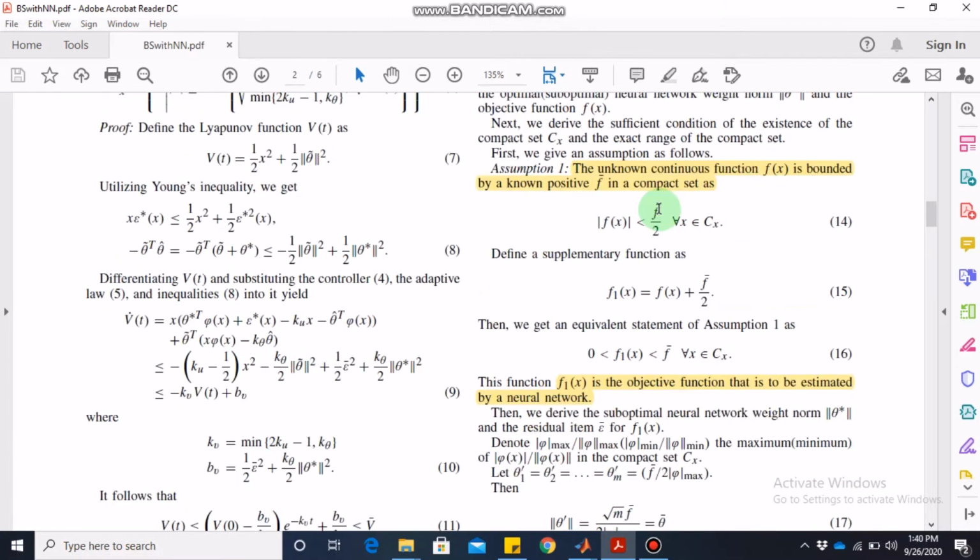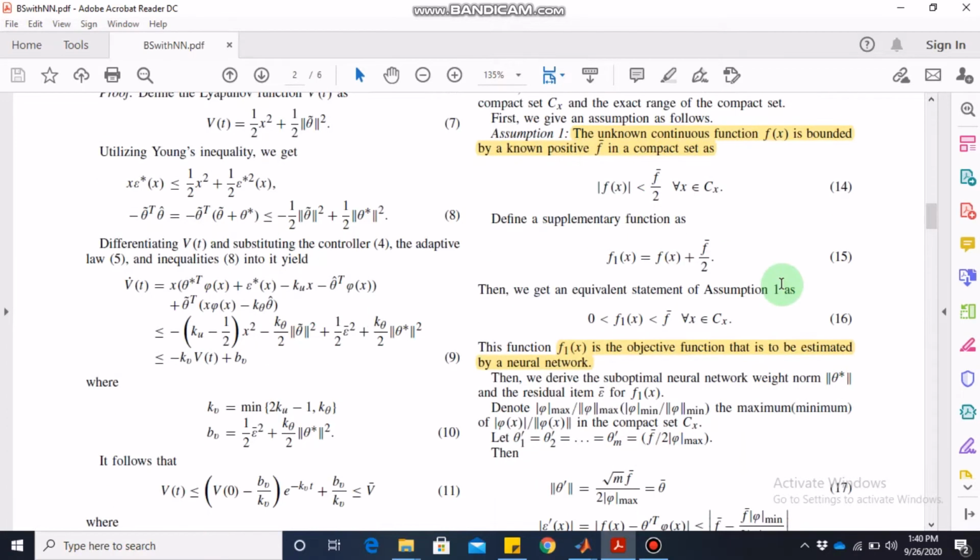First of all, there is an assumption that f of x, although it is unknown, should be bounded by a non-negative f bar in such a way that the absolute value of f of x cannot be greater than f bar by 2. Now remember this thing. We will come back to this when we are writing the code. Let me just highlight this. Okay, so define a supplementary function like this.